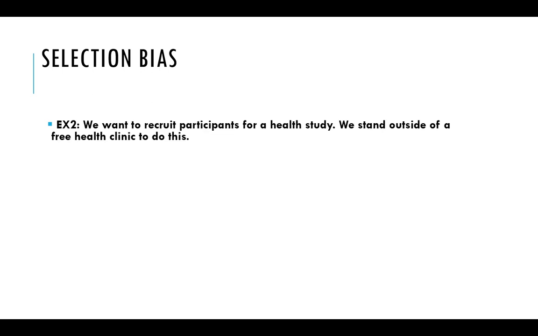A second example: let's say we want to recruit participants for a health study, and we're going to stand outside of a free health clinic to do this. So I'm going to stand outside of that free health clinic. Clearly, when we think about free health clinics, usually those are means tested, and they're only going to give health care to people that are lower income. So we're looking at a particular group of people, a particular demographic, and that's fine, but it might be problematic for our study. So let's say we stand there and we recruit a lot of people from this approach. It might be highly successful for getting people to agree to participate in this health study.